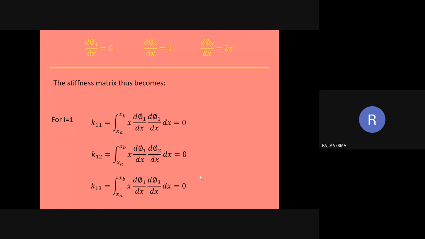Please notice that since the stiffness matrix happens to be symmetrical, if we have evaluated K12, it means that we have evaluated K21 also. Similarly, if we have evaluated K13, we have evaluated K31 also. So we are taking the advantage of symmetry to actually reduce our work done.